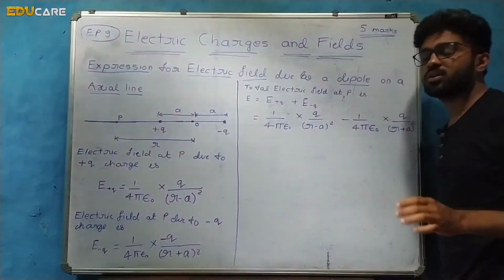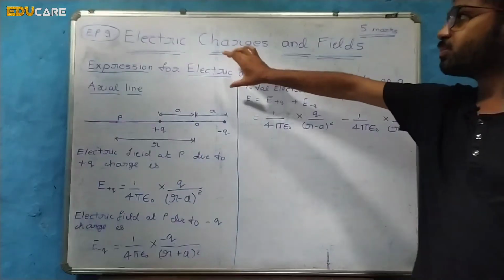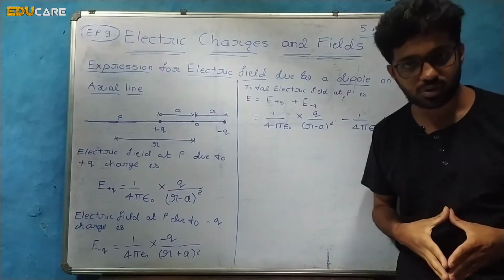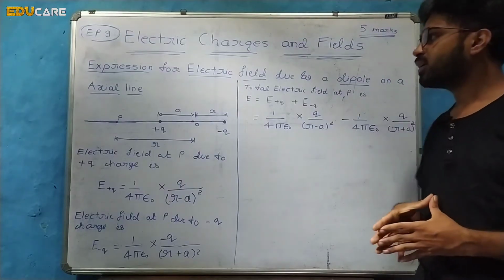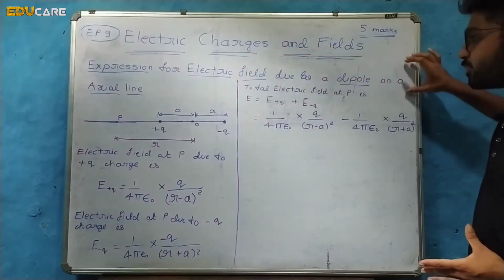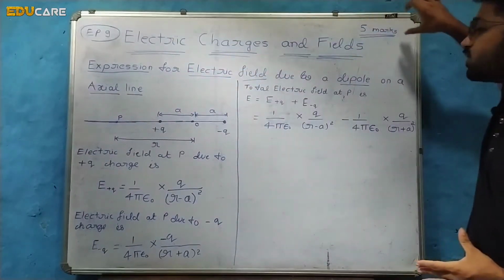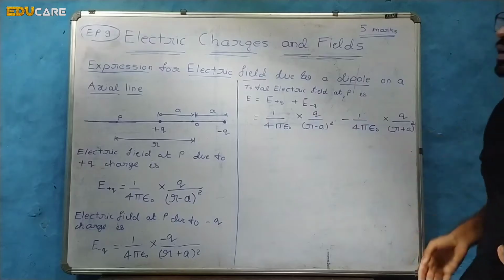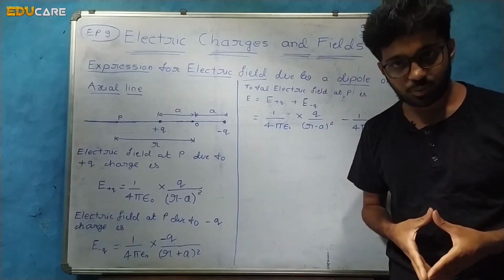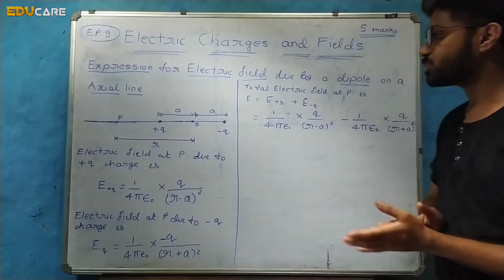Is it clear? Okay. Now this concept belongs to the chapter Electric Charges and Fields, and it is the first chapter of second PUC physics according to the NCERT syllabus. And this particular concept, expression for electric field due to a dipole on an axial line, carries 5 marks, and it is part 9 of this chapter on the Educare channel. If you haven't watched the previous episodes, you can check the link in the description.